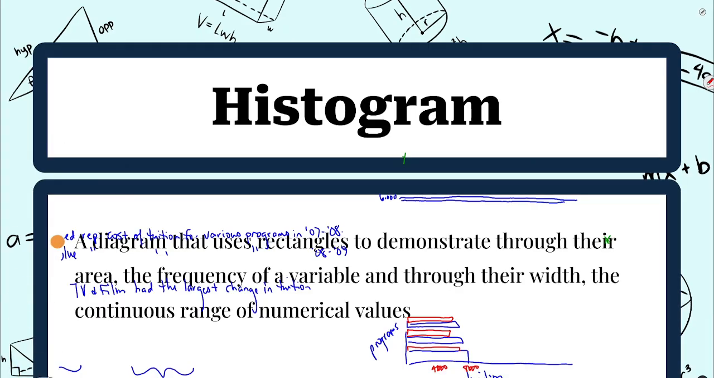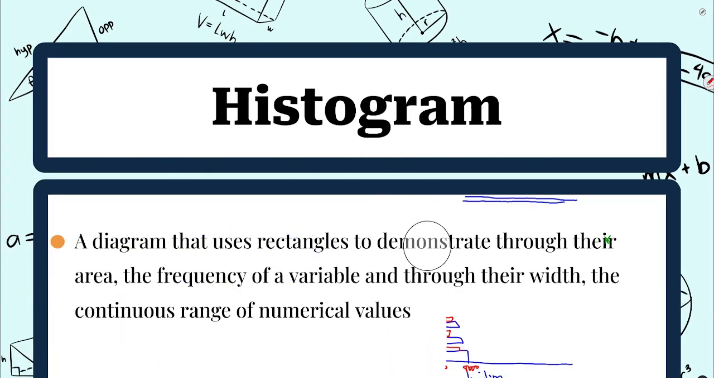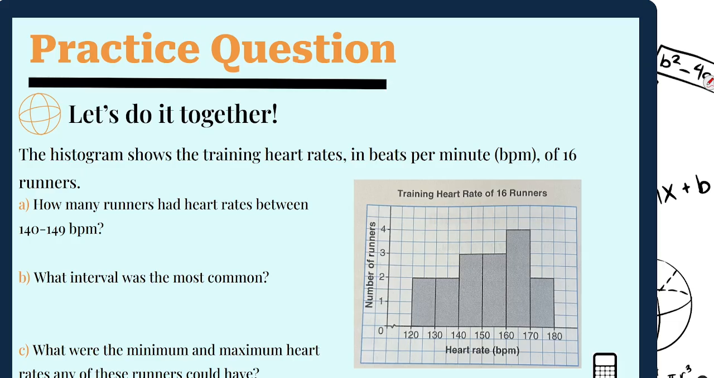Now, a histogram is another way to show your data. A histogram is a diagram that uses rectangles to demonstrate through their area the frequency of a variable, and through their width the continuous range of numerical values. So if we look at our practice question here, you can see it looks a lot like a bar graph, except this time the width also counts, not just the height, but the width as well.